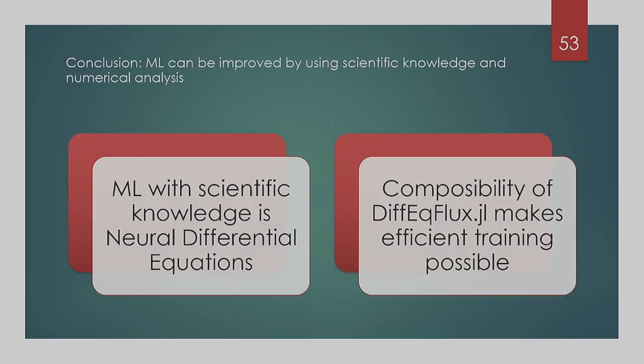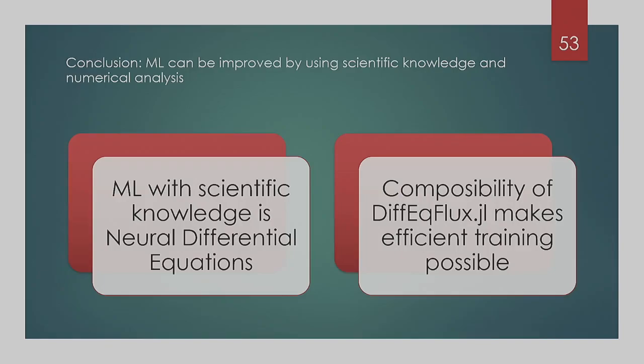And so what I want to leave with is that machine learning can greatly be improved, right? And what are some ways to improve it? Well, at least in the context of science, we can use the scientific knowledge that we have, and we can use all the knowledge that we have in numerical analysis. So what I showed was machine learning with scientific knowledge: these neural networks inside a differential equation, right? These universal differential equations with these nice properties of being able to essentially impose all the structure that we know, but then use a neural network for the functions that we don't know, and be able to use simultaneously the pros of the two approaches.